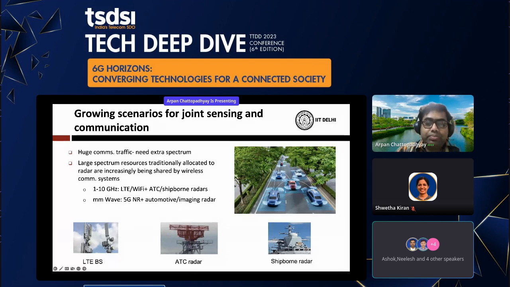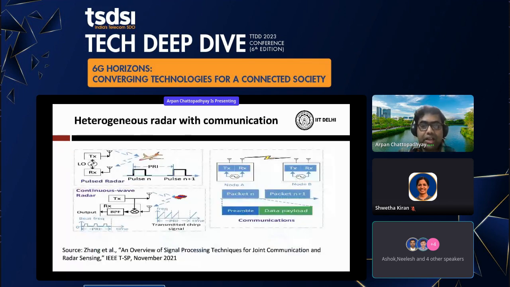For example, below 10 gigahertz, LTE and Wi-Fi are using the 1 to 10 gigahertz frequency band. At the same time, ATC or shipborne radars are used in the same band. Similarly, in millimeter wave, you can have 5G NR and automotive radars. Radars can be either pulsed radars or continuous wave radars. I'm giving an idea of how heterogeneous the system could be. In communication, you can have data packets and preambles in the packets. So the system is very heterogeneous and very complex.